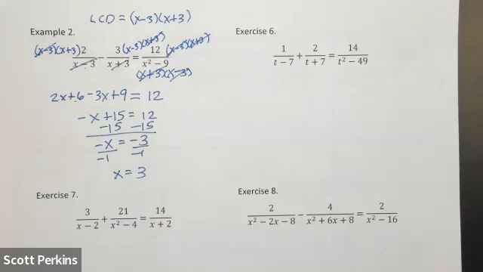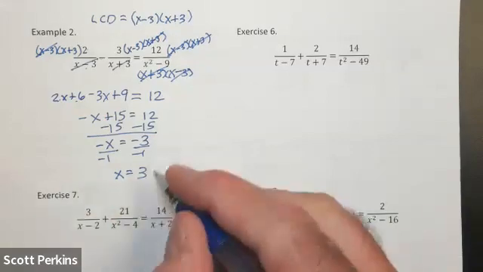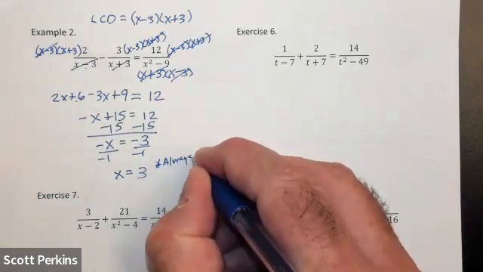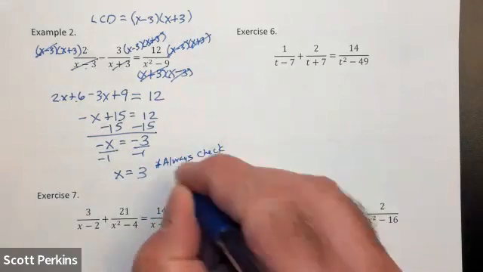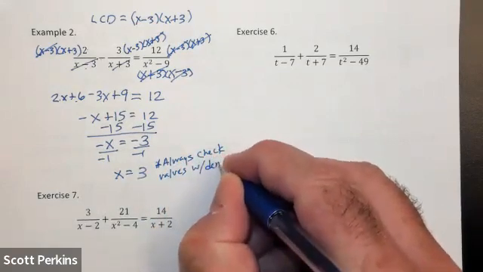0. Okay. So when you solve a rational equation, you always have to make sure that this answer here doesn't accidentally make one of your denominators 0. Okay, so I'm just going to make a little note for you. Always check your values with the denominators.